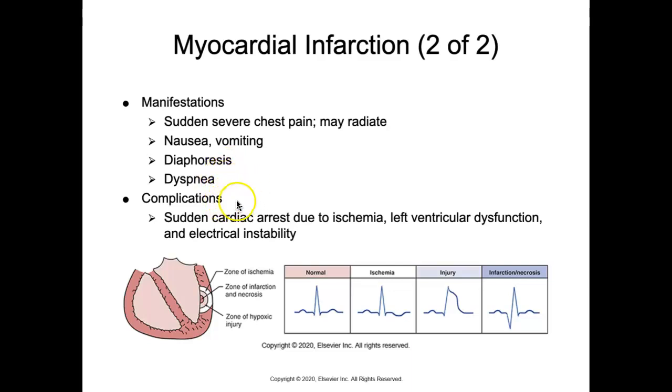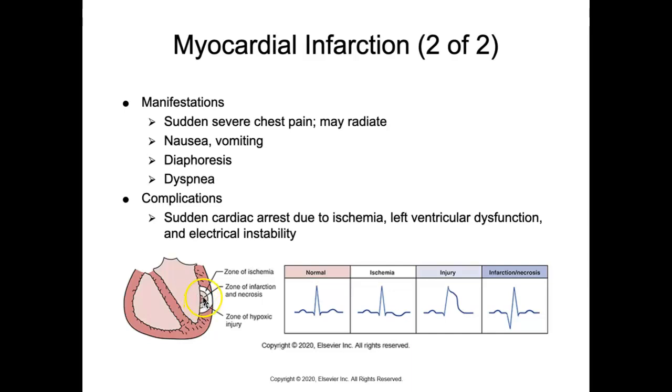There may be some complications like a sudden cardiac arrest due to that ischemia, or left ventricular dysfunction that can be observed through auscultation and hearing abnormal extra heart sounds, and also electrical instability. Now, if we were to do a 12-lead ECG, we can locate the affected area by identifying the changes within the ST segments and the T waves, kind of like we saw before with the STEMI and non-STEMI.